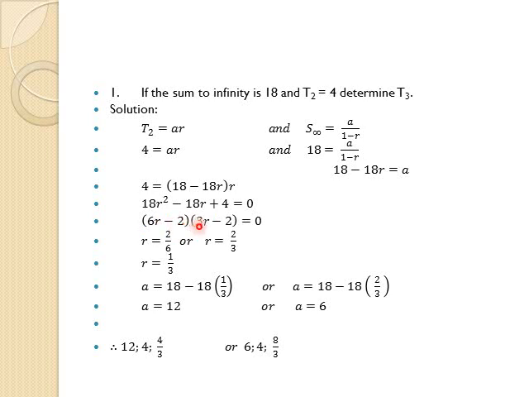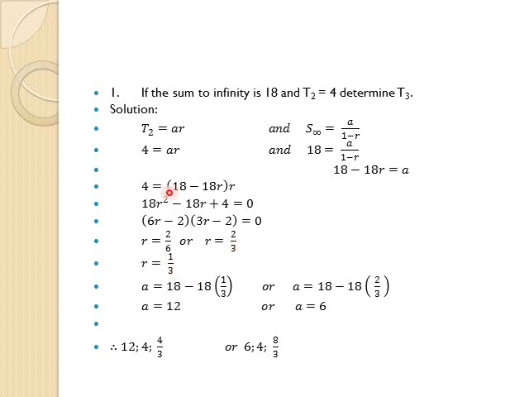Negative 2 times 3 gives me negative 6. Negative 6 and negative 12 would give me minus 18R. If you're struggling with factorization, you're allowed to use the quadratic formula anywhere in the grade 12 paper where factorization is required, as long as you do it properly and get the correct answer. So if we say 6R minus 2 equals 0, R becomes 2 over 6, which simplifies to 1 over 3.